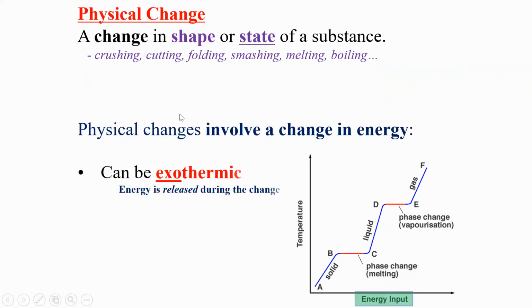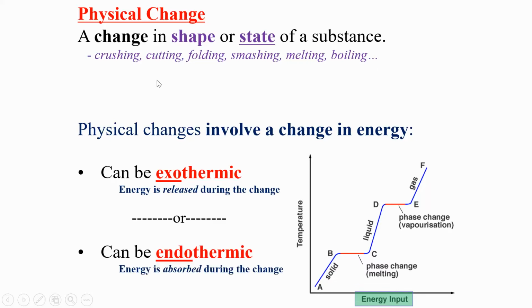Physical change involves change in energy. They can be exothermic or endothermic. These words you probably would have heard during your chemical reaction time, but they're going to come into play here. Exothermic means energy is released. Exo, meaning outside, think of an exoskeleton or something. Then endothermic means energy is absorbed, energy is coming in.